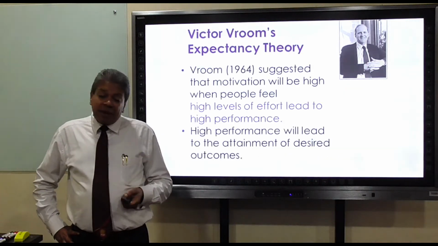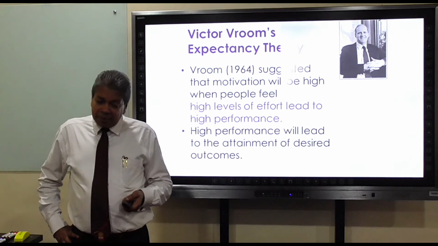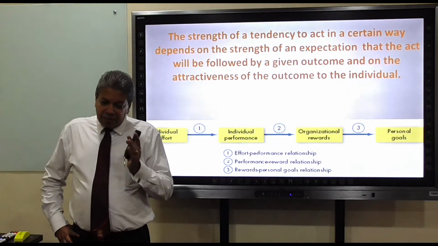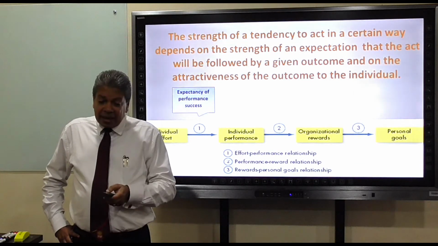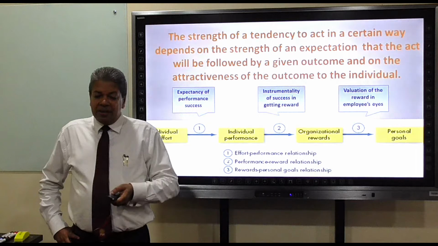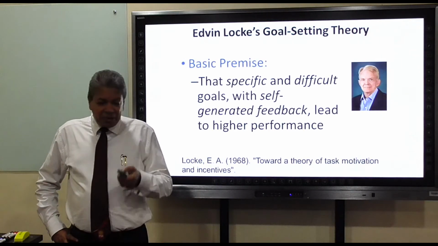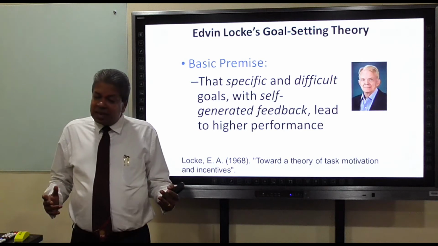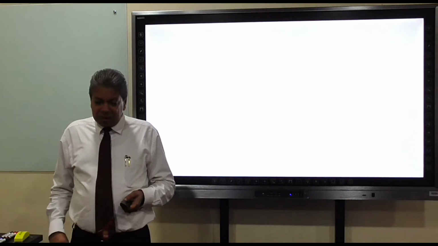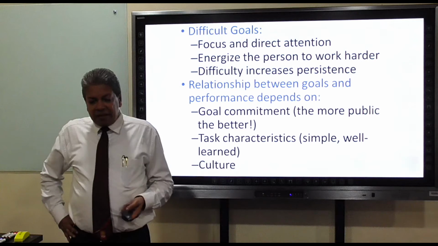And then Victor Vroom's expectancy theory, the most complicated perhaps. We had the effort-performance link, performance-reward link, and rewards-goal link. And I think we discussed it extensively in the class. And Locke's goal setting theory, basic premise: difficult goals with self-generated feedback lead to higher performance. And the difficult goals and relationship.